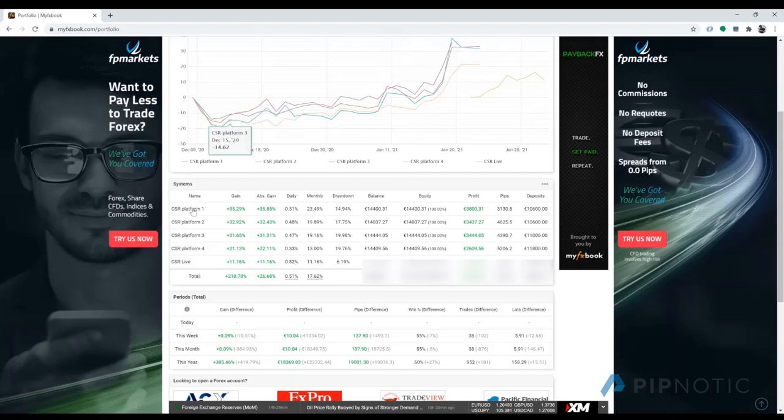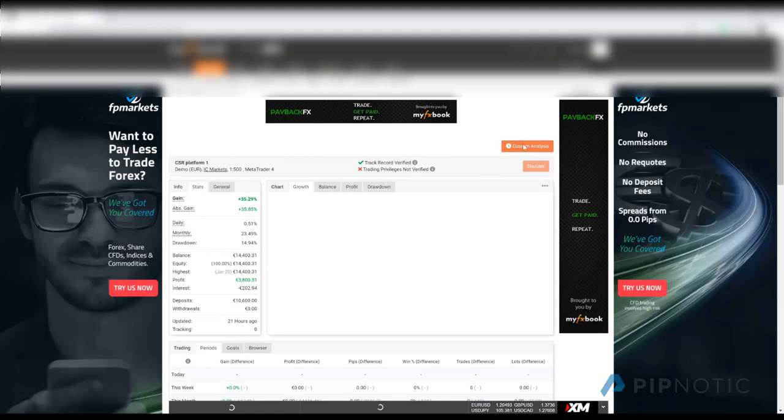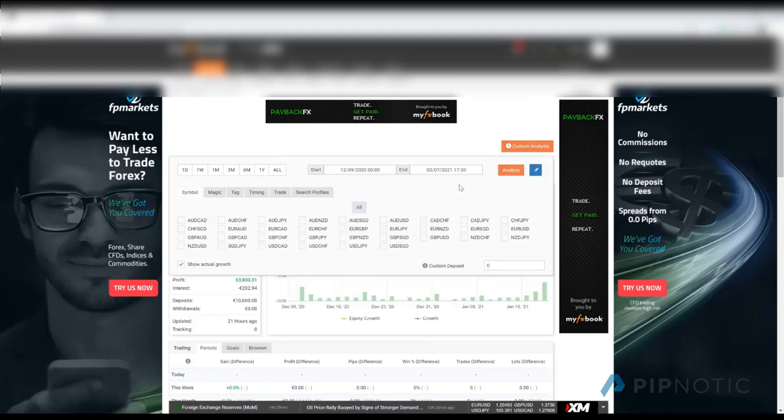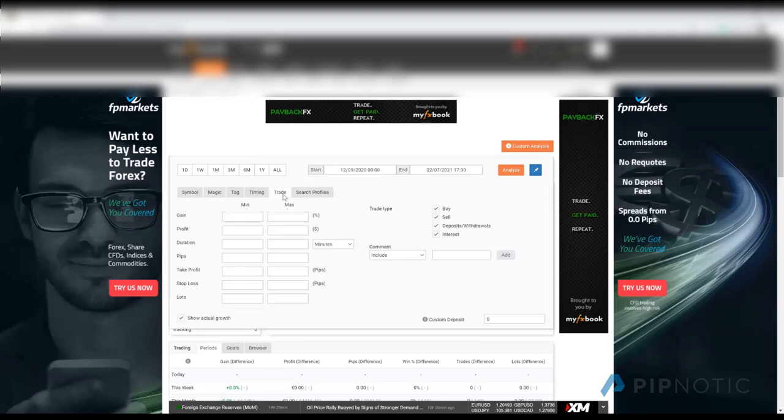So if I click on one of my accounts here, we can see that there is a feature called custom analysis. And using this feature, you can filter and break down the data by, for example, date. You can break it down by magic number, like this, to see the results of a single robot. And you can also filter the data by comment. So, for example, you can enter the time frame here, because the time frame is a part of the comment, and it will give you the results only for that time frame.